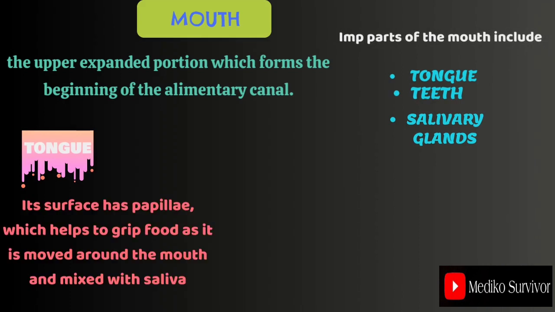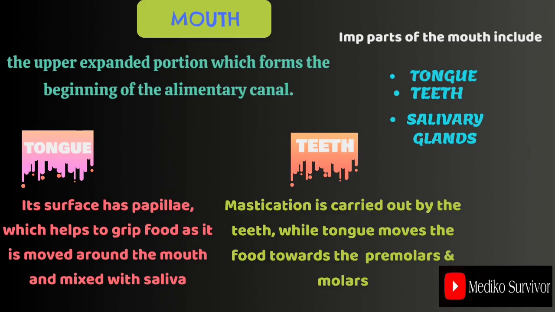Tongue lies on the floor of the mouth and attached to the hyoid bone. Its surface has rough texture caused by papillae, which help to grip food as it is moved around the mouth and mix with saliva. Teeth. Mastication or chewing is carried out by the teeth, while the tongue moves food towards the premolars and molars.